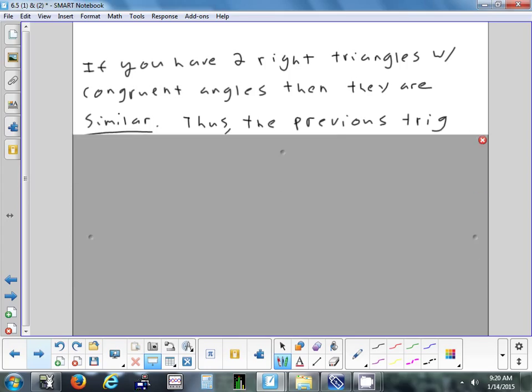So if we have two right triangles that have congruent angles, then we can say that those triangles are similar. From geometry, that's called angle-angle similarity. If you've got two right triangles, you already know that they both have 90s, because they're both right. And if you know that the other angles match, basically what that means is one triangle could be a larger or smaller version of the other. Just knowing all the angles doesn't tell you the size of the triangle.